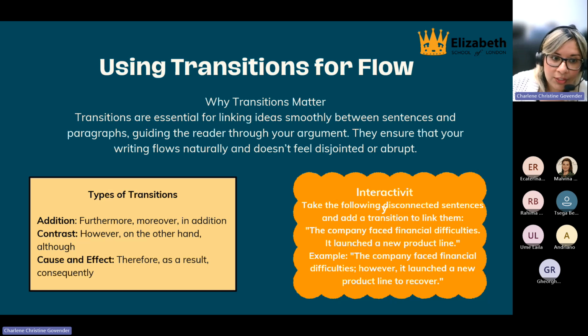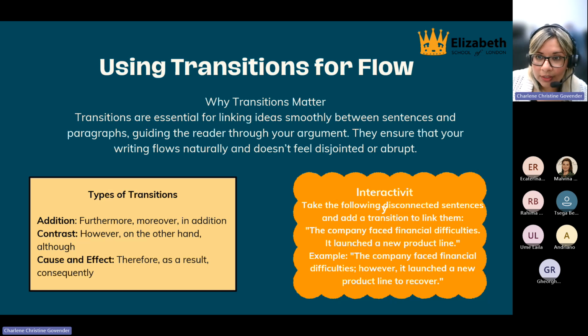Okay, so the first one is addition. This is when you're giving extra information. You are adding on to what's being told. Examples of words we can use are furthermore, moreover, in addition.